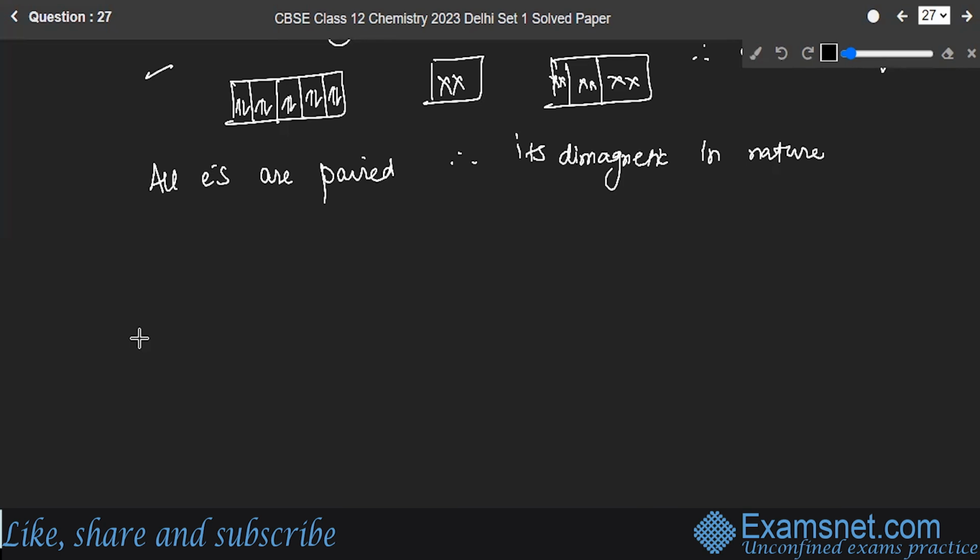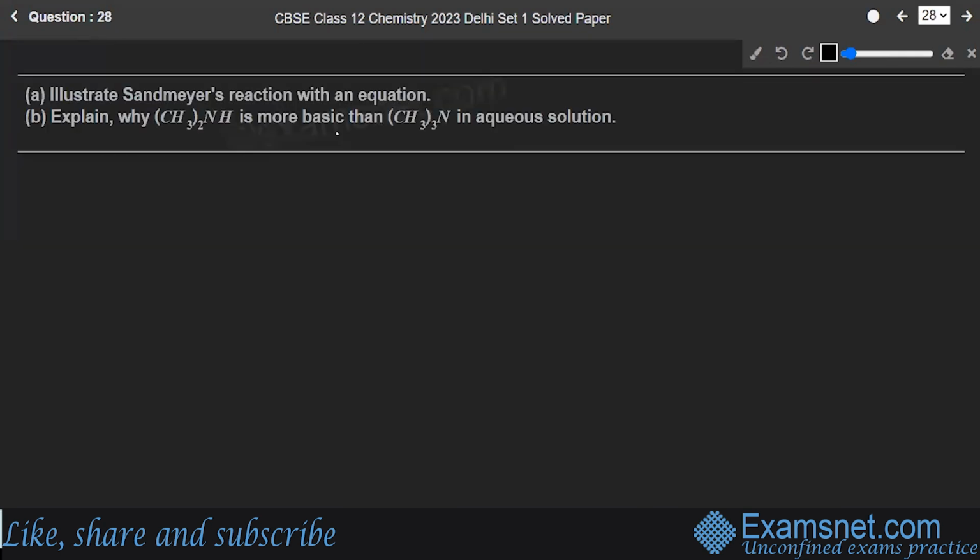So this completes your question 27, which has two parts, A and B. Hope you got that. Let's move to the next question now. Question 28: illustrate the Sandmeyer's reaction with an equation.